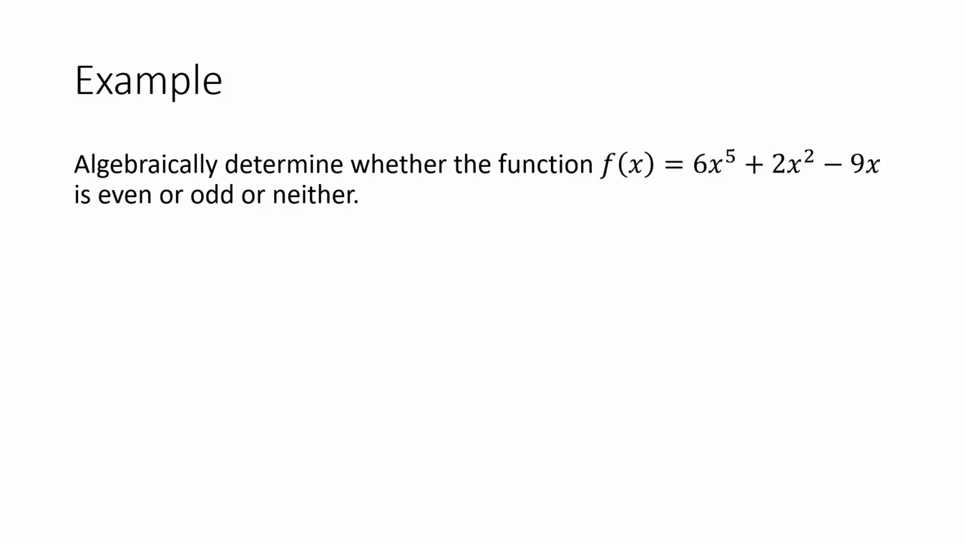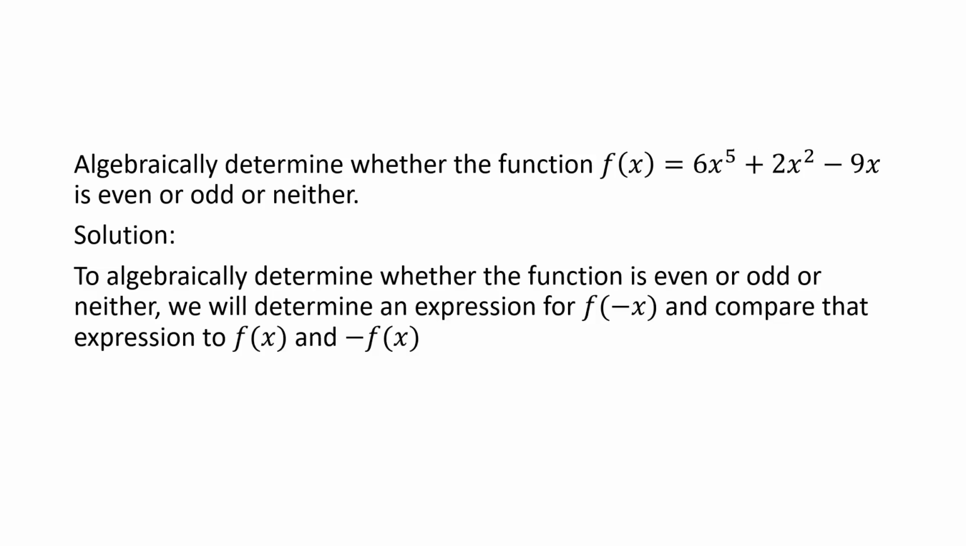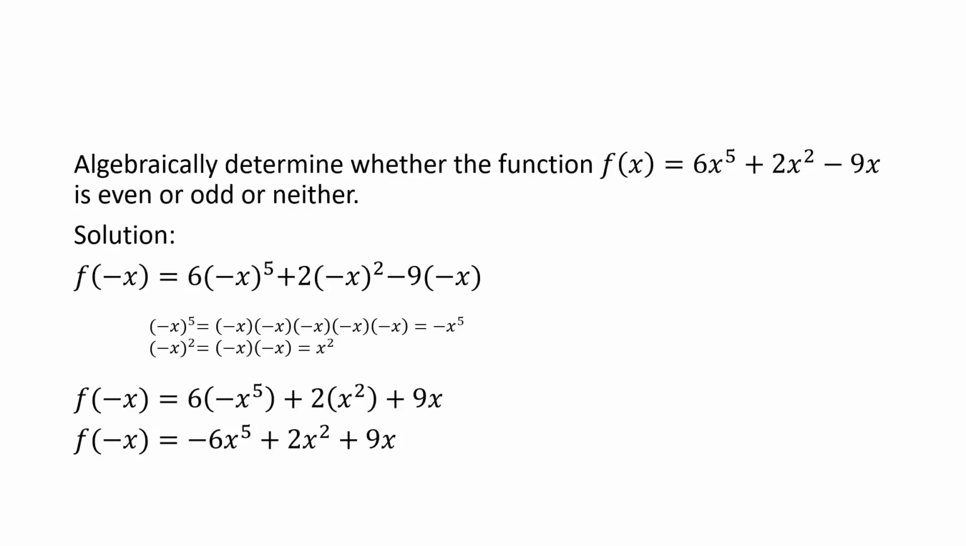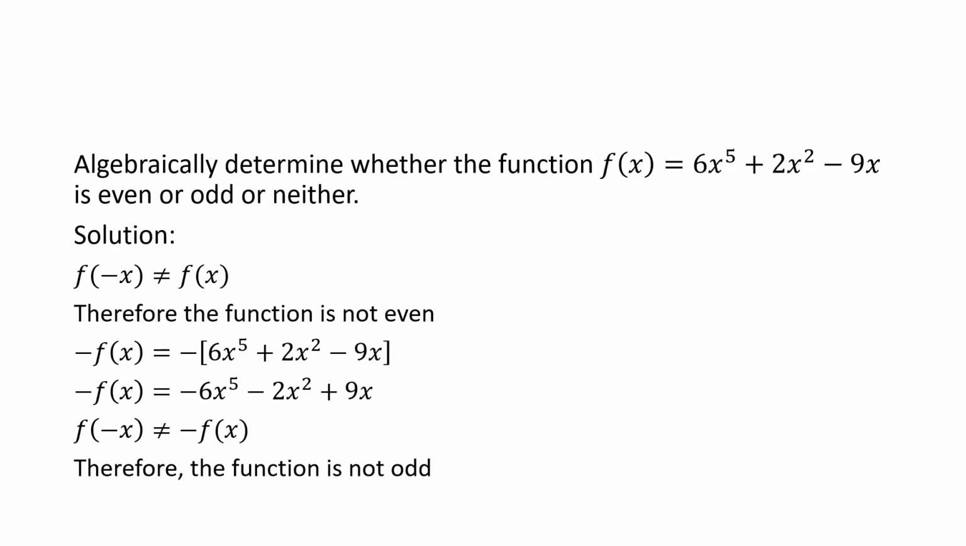And finally, we will look at this next question here. f of x equals 6x to the 5 plus 2x squared minus 9x. And let's see if it's even or odd or neither. To algebraically determine, we determine an expression for f of negative x and compare it to f of x and negative f of x. Well, f at negative x ultimately equals, after we simplify it, negative 6x to the 5 plus 2x squared plus 9x. Therefore, that does not equal f of x. The function is not even.